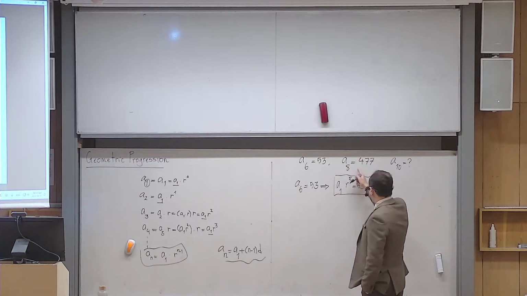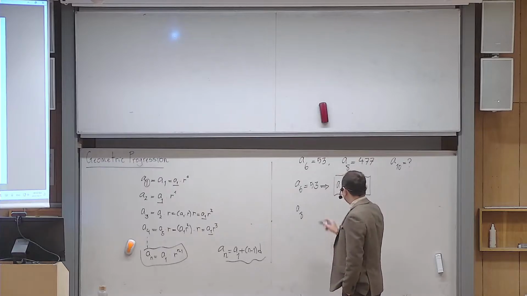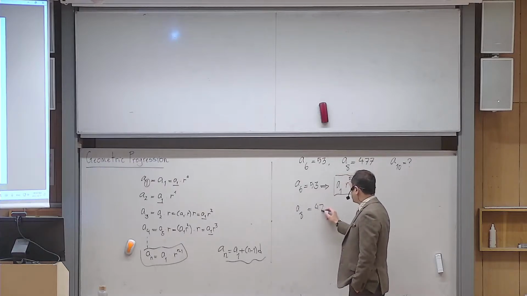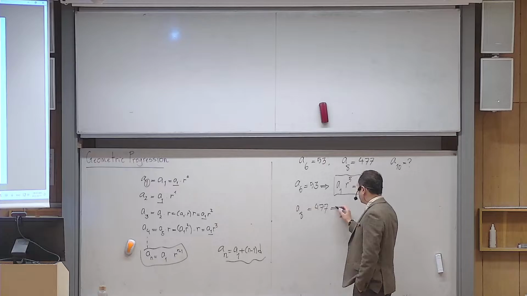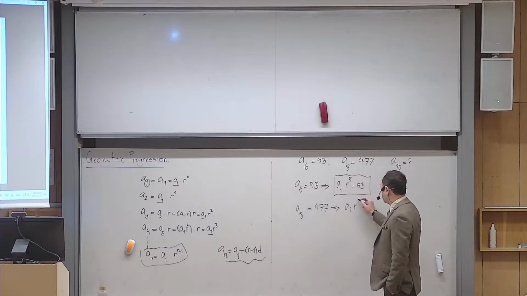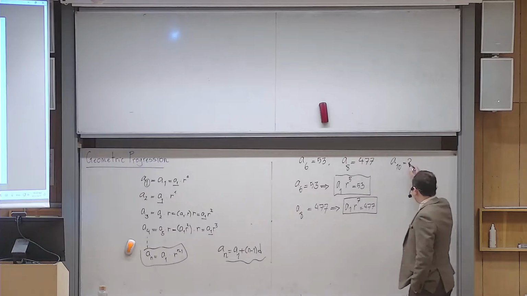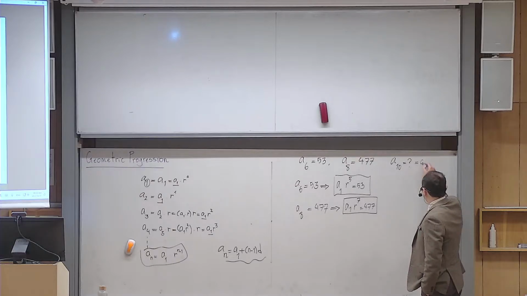And then I have another piece of information provided for me. So A8 is equal to 477. So what does it mean? It means A1 multiplied by R to which power? To the power 7 is equal to 477. And my question mark is equal to A1 R to the power of 9.